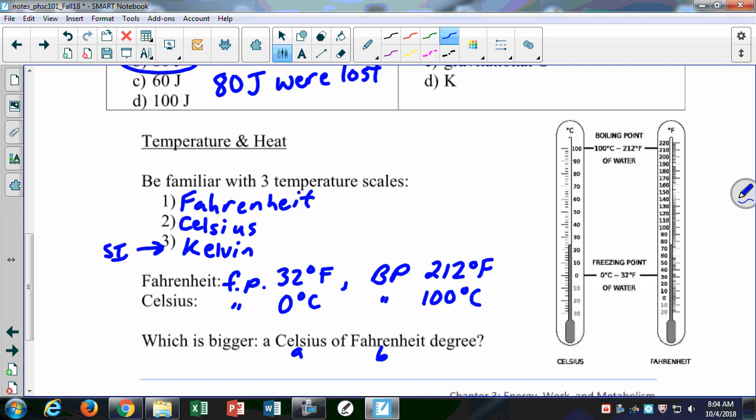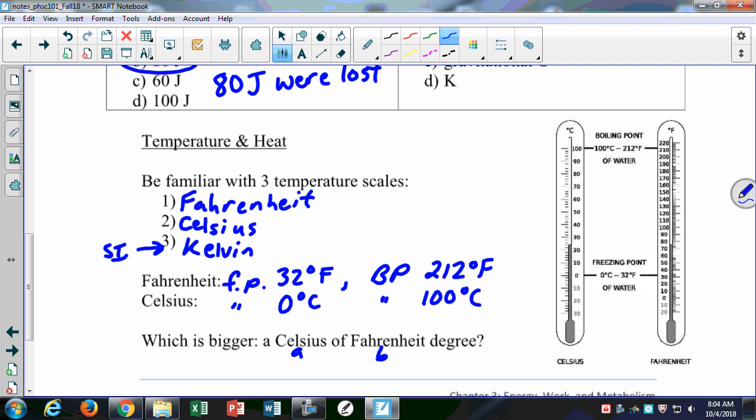You can hold your finger up like this. All right. Let's see. Which is bigger? What I'm asking is which is a bigger change in temperature.